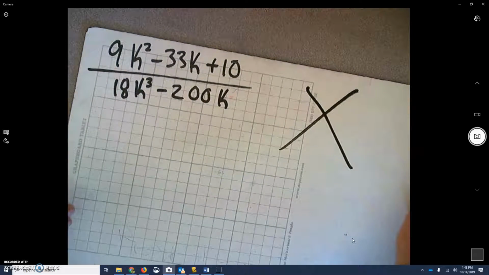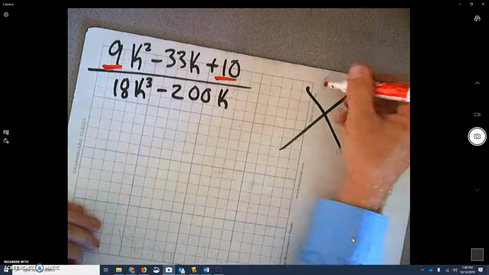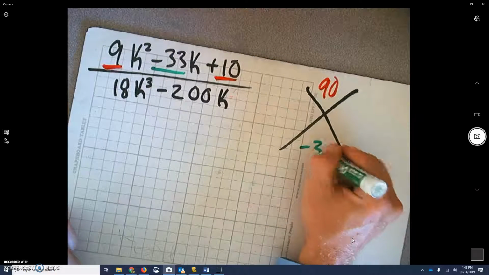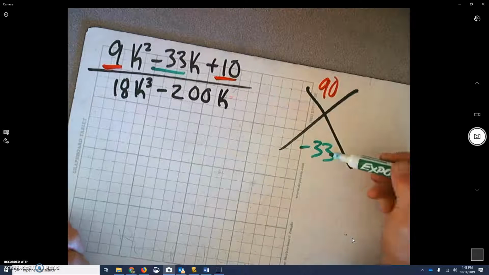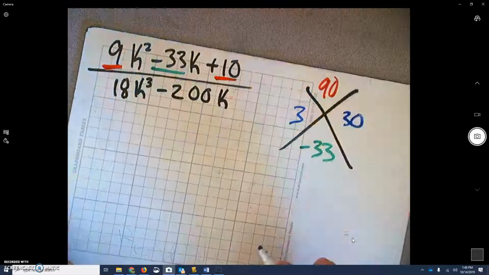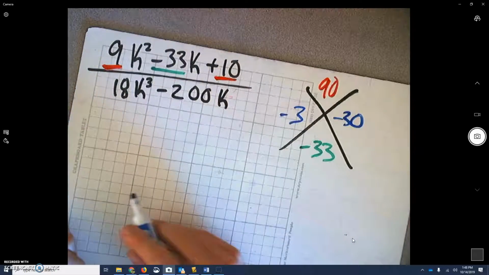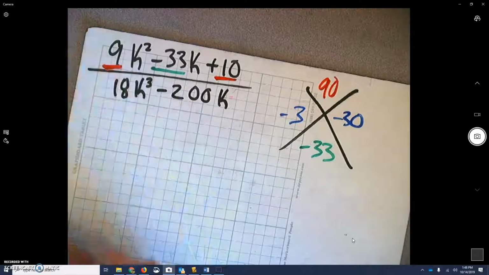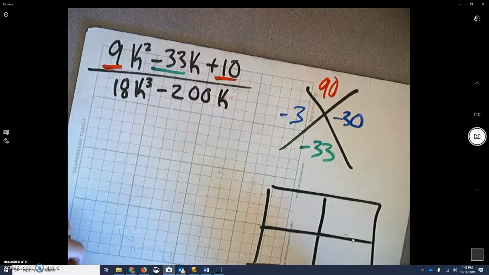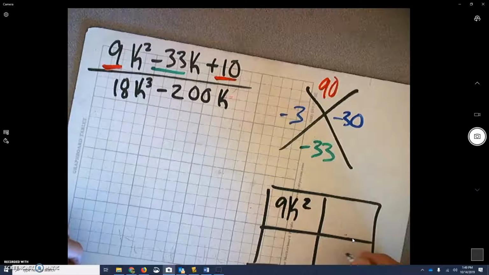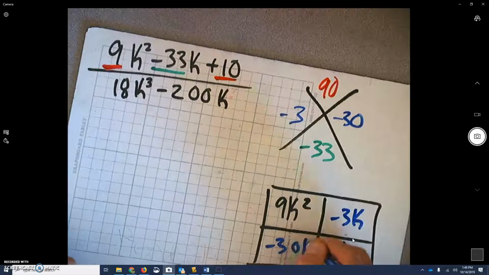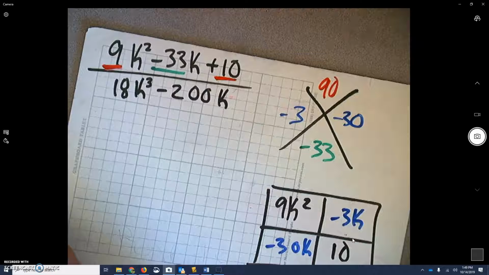So remember we do A times C, which is 90, and then our B is negative 33. So the factors of 90 that add to negative 33, well, 30 times 3 is 90. We got to get to negative, so that means these will both be negative. Because our A is not 1, we have to go to the reverse box method. And we're going to put a 9k squared here, and our 10 down here, and then our negative 3k and negative 30k. We can factor out going up 3k.